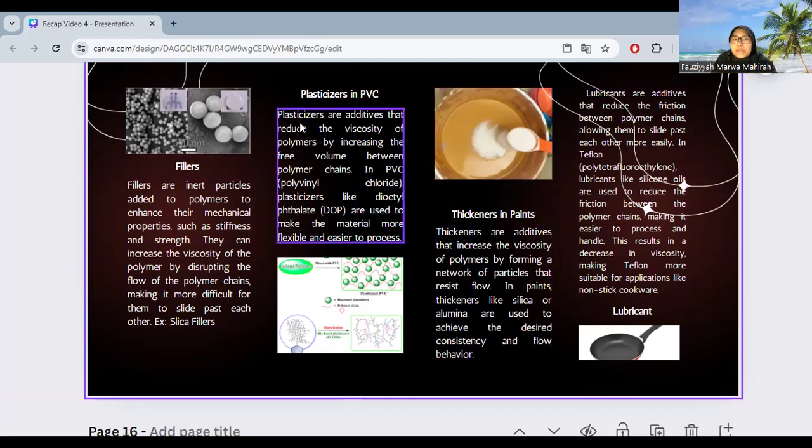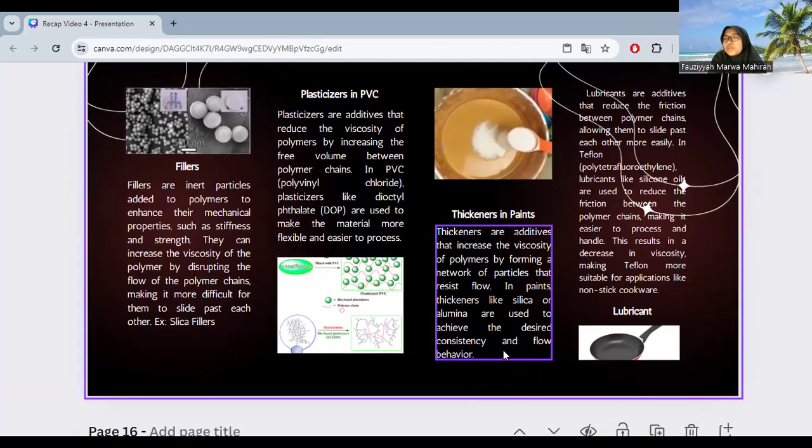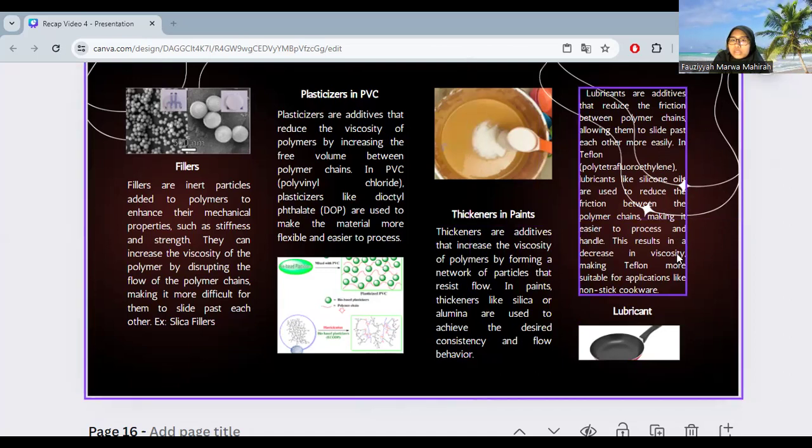Next is plasticizers. In PVC, it is used to reduce the viscosity by increasing the free volume between polymer chains. So it's definitely to make them more flexible and easier to process. Thickeners in paints increase the viscosity, so the paint will stick to the wall more and achieve the desired consistency and flow behavior. Last one is lubricant, which reduces the friction between polymer chains and allows them to slide past each other more easily.